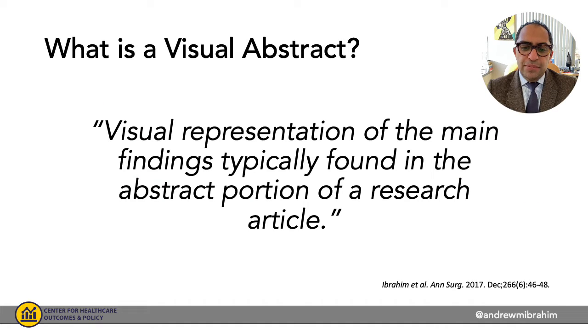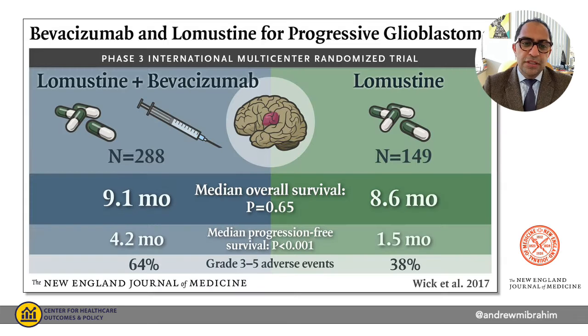So what is a visual abstract? A visual abstract is the visual representation of the main findings typically found in the abstract portion of a research article. It's not a very good definition because I use both words in the definition, but it's probably better if I just show you. This is a visual abstract from the New England Journal of Medicine showing dual versus monotherapy for glioblastoma had no difference in overall survival.